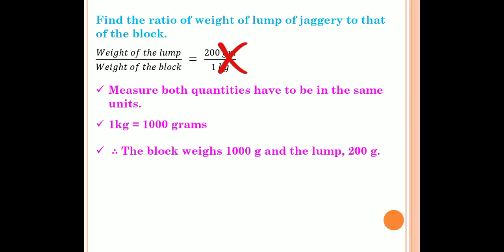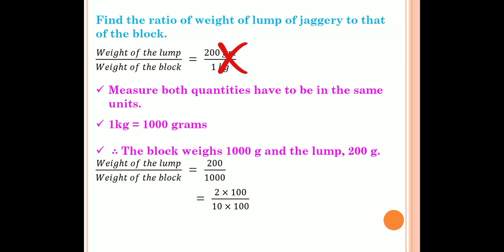Now we have to convert it. We know that 1 kg is equal to 1000 grams. Therefore the block weighs 1000 grams and the lump 200 grams. Now the unit is the same. We have converted kg into grams, so now we can solve the sum. Weight of the lump is 200 grams, which was already mentioned, and weight of the block is 1000 grams, which we have converted from 1 kg. So now both the units are the same.